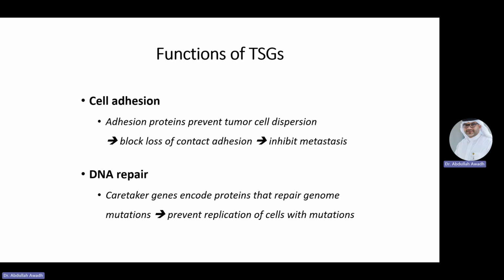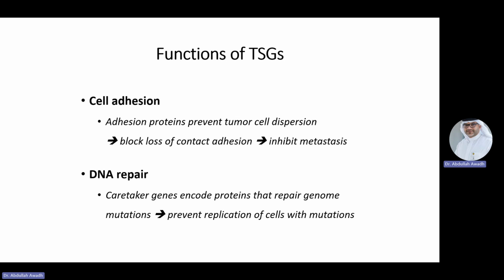Another function is cell adhesion. Now we know that the cells in our organs and tissues are held together by certain molecules called adhesion molecules. They keep cells attached together. We know in metastasis, when there is an invasive form of cancer, the cells dissociate or disperse. Thus, contact inhibition and contact adhesion are lost. When contact adhesion is lost, then the cell, if it's cancerous, can have the capability of invasion, what is called metastasis. So adhesion proteins prevent tumor cell dispersion.